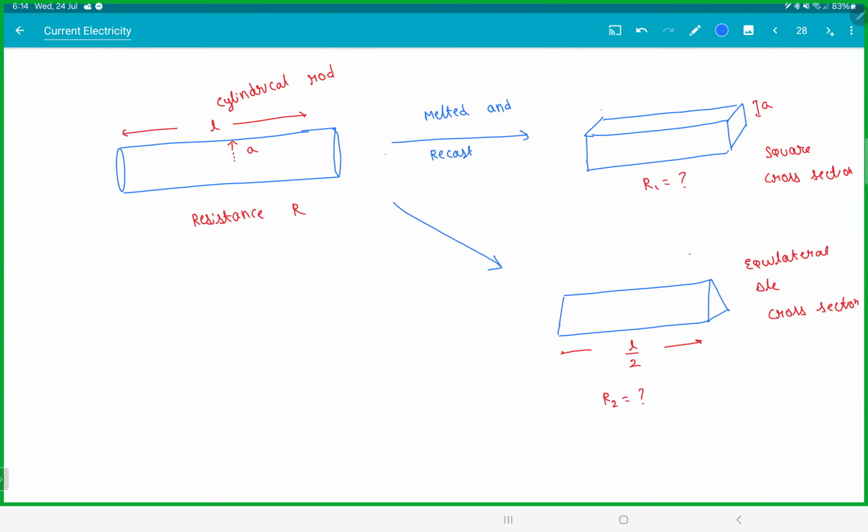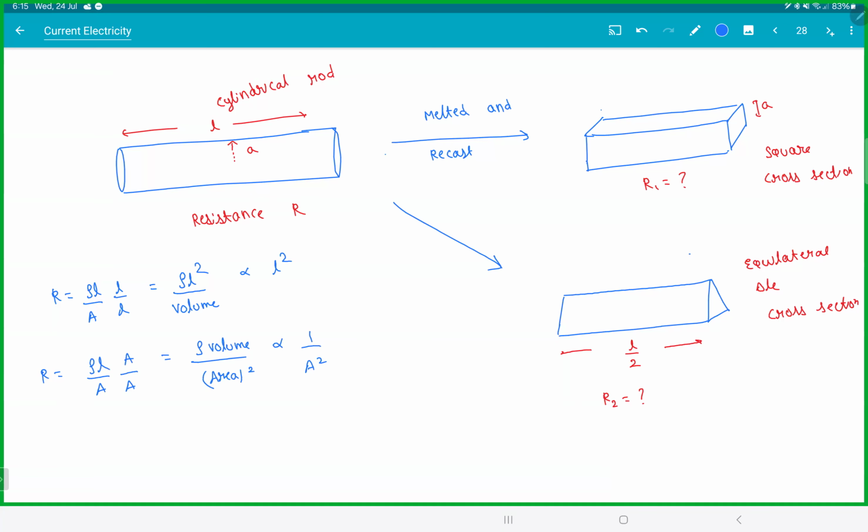So the first thing, whenever you get something like this, resistance is rho L by area. Multiply and divide by length, so this becomes rho L square by volume. Understand, whenever you melt something, volume remains constant. Or you can write rho L by area, multiply and divide by area, and this becomes rho volume by area square. So depending on what is given, you can use the appropriate formula.